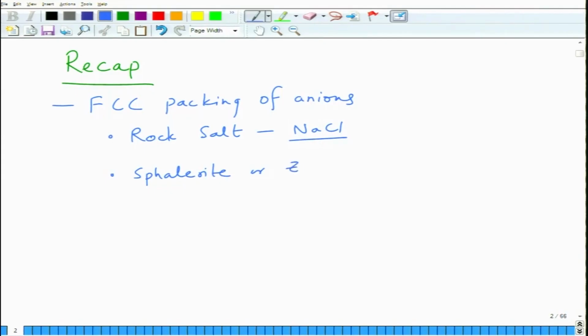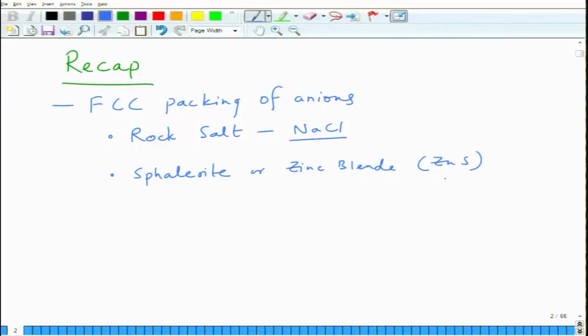The second structure that we looked at was sphalerite or zinc blende structure, which is based on zinc sulfide. In this structure, sulfur makes an FCC lattice and zinc occupies the tetrahedral sites. Since an FCC lattice has 8 tetrahedral sites, that is 2 per ion, only half of the tetrahedral sites are filled. So you can consider both NaCl and zinc sulfide as if there are 2 interpenetrating FCC lattices.